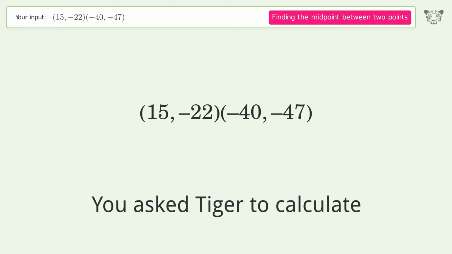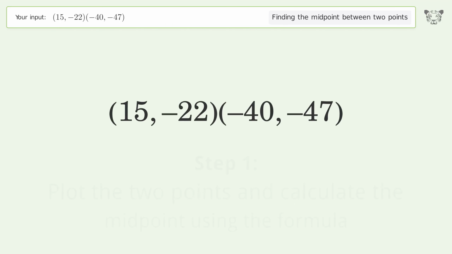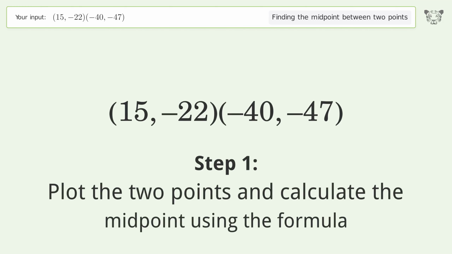You ask Tiger to calculate. This deals with finding the midpoint between 2 points. The midpoint between the 2 points is negative 12.5, negative 34.5. Let's solve it step by step. Plot the 2 points and calculate the midpoint using the formula.